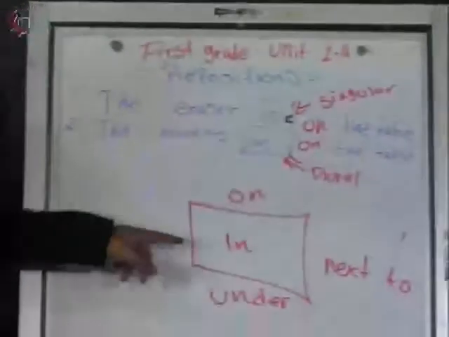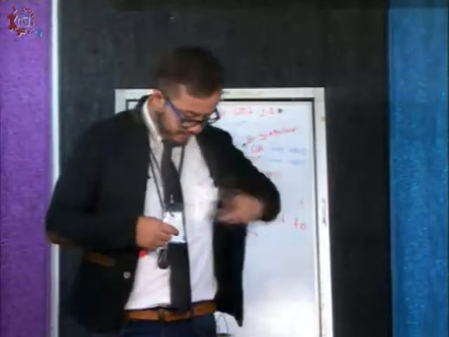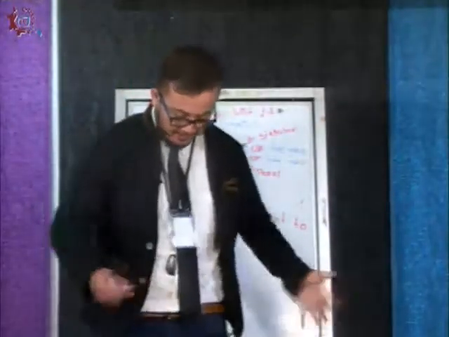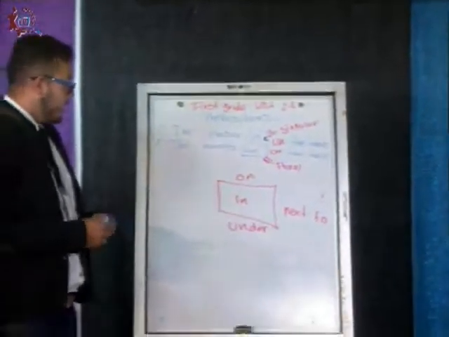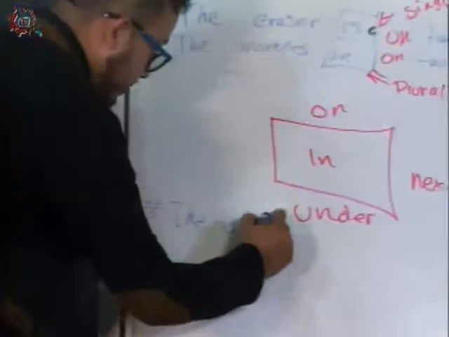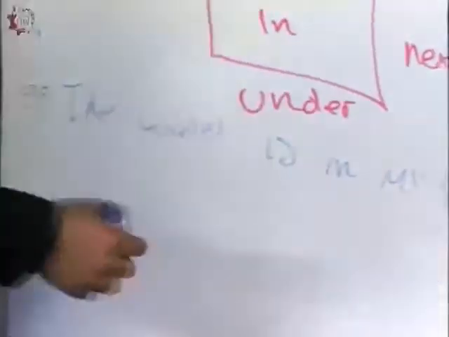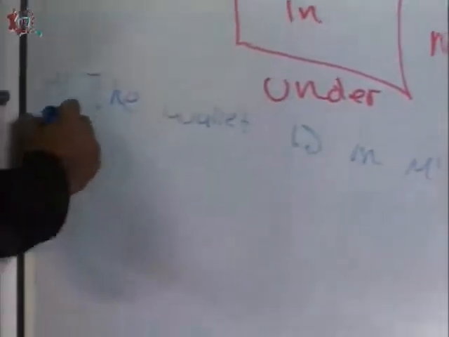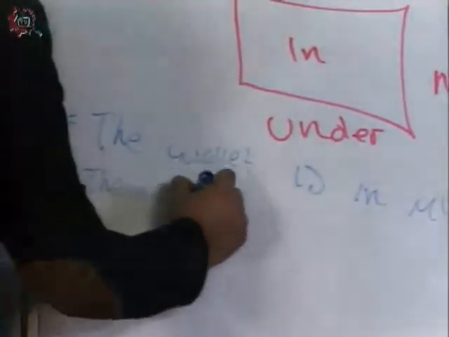A different example, we have in. We use in when we have things inside of something. For example, my wallet is in my pocket. Okay? In. My cell phone is in my pocket. And so on. Okay? So I want to write an example here. Number three. The wallet is in my pocket. Okay, example number four. The cell phone is in my pocket too. Pocket, all right?